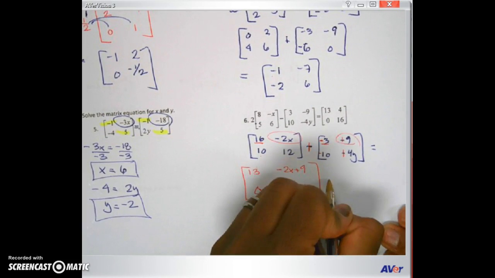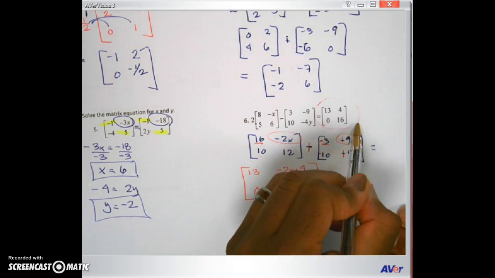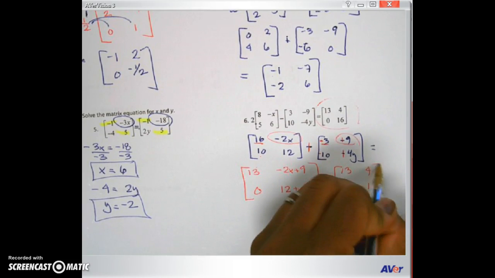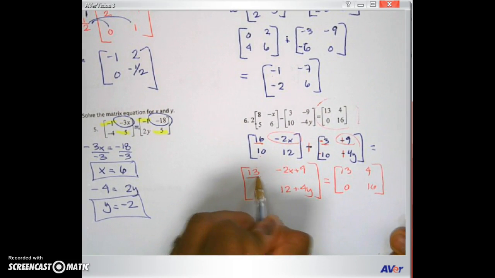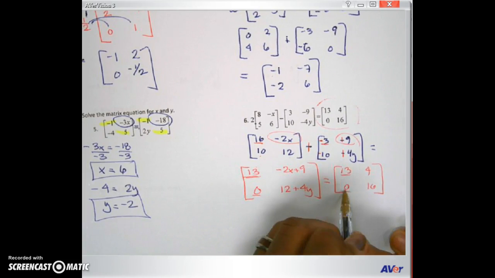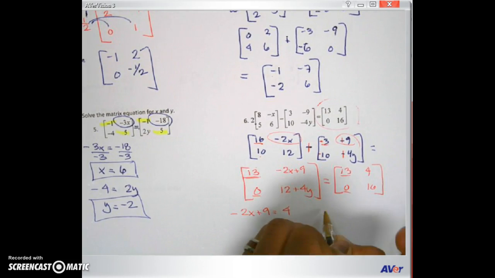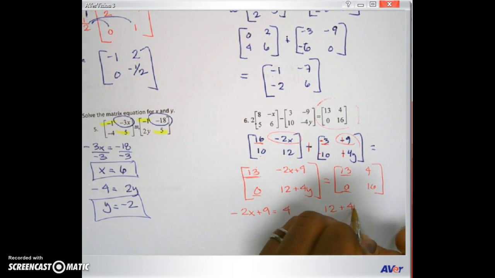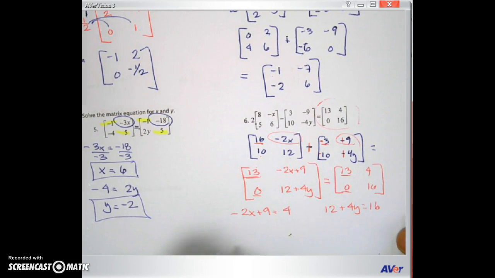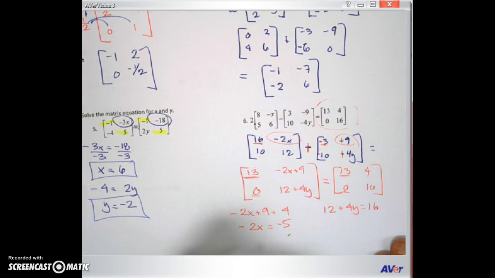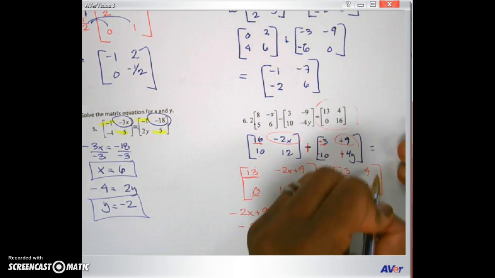But all of this will help me because I do know that the right side of this is equal to that. So this is that 13, 4, 0, and 16. Checking myself, 13 is with the 13, 0 is with the 0. So negative 2x plus 9 is equal to 4, and 12 plus 4y is equal to 16. And then you can solve each of these. Subtracting 9, you get negative 5. Something is a little bit off. This was 9. My bad.